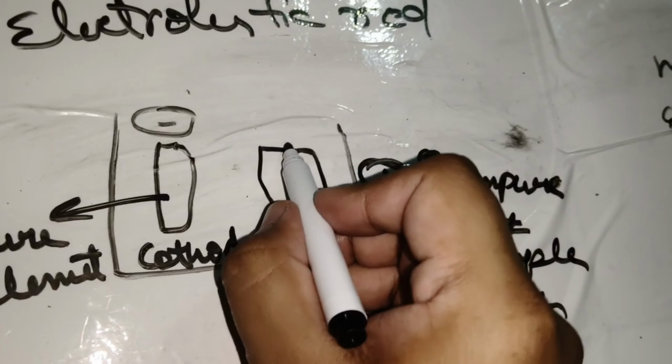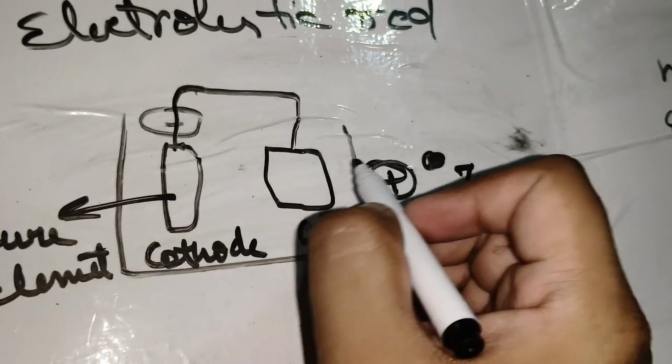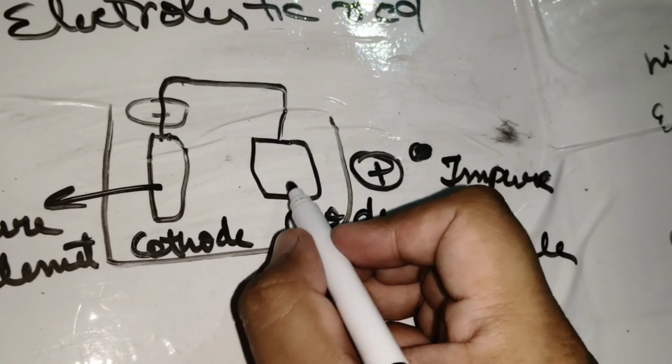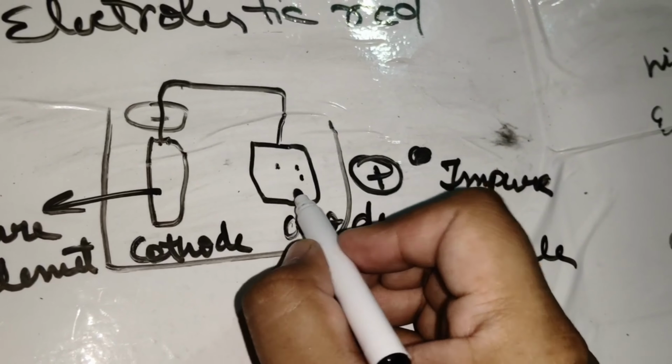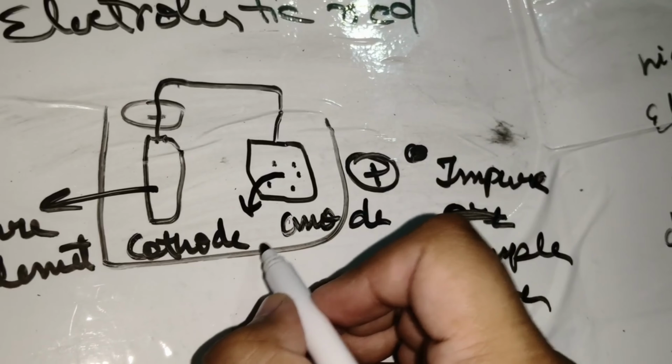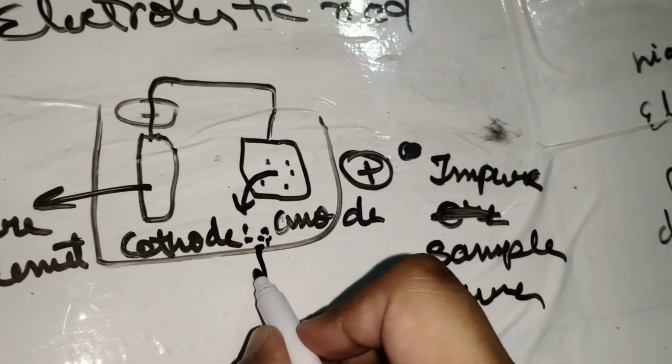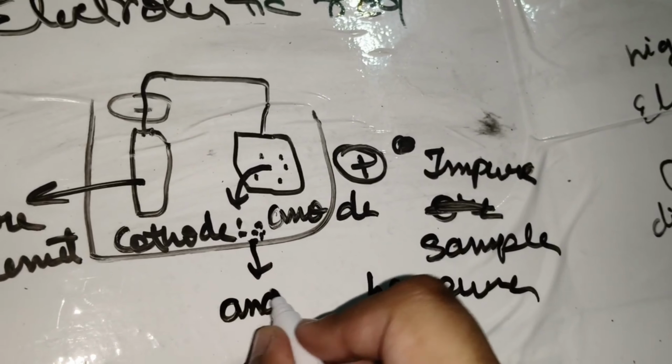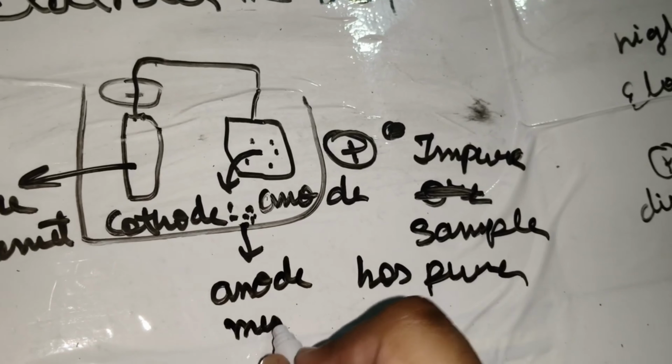So basically what happens when we pass electricity through the solution is that the impurity gets dissolved in the solution and forms near the anode. These are known as the anode mud. Basically, what is this anode mud?